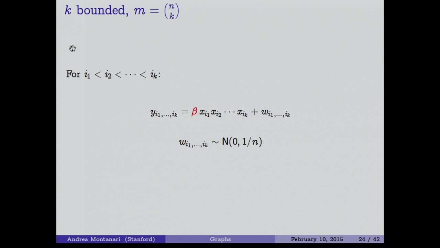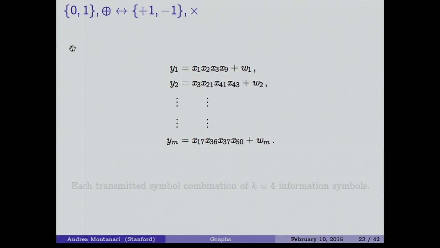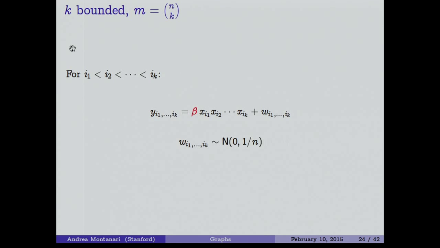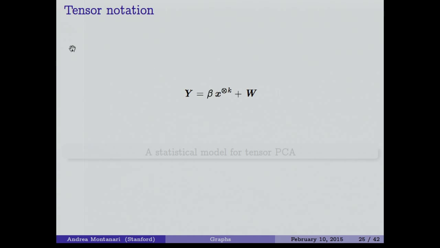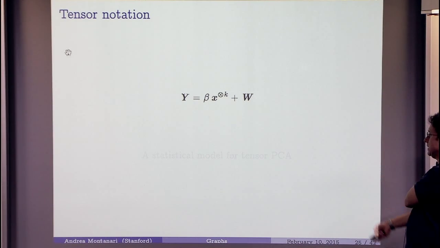Now let me add another twist to this. In LDGM, normally you send a number of bits that is proportional to the number of unknown bits, but let me do a twist. I'll send a number of bits that is equal to n choose k. So if I take combinations of k bits, I'll send all the n choose k combinations through this noisy channel, and I'll add Gaussian noise. So this is the model. For each couple, I send these k bits, I add Gaussian noise, and this is what I receive. Now I can write this in tensor notation. What I'm doing is taking a vector x and taking the outer product of it k times, multiplying by a coefficient and adding Gaussian noise.